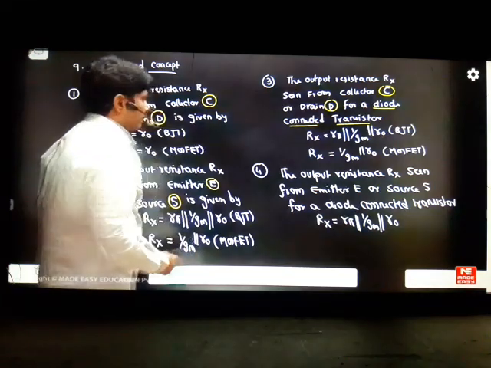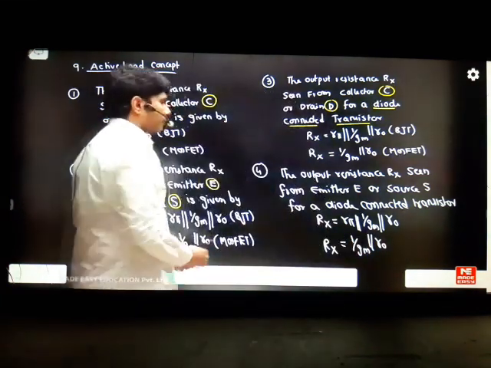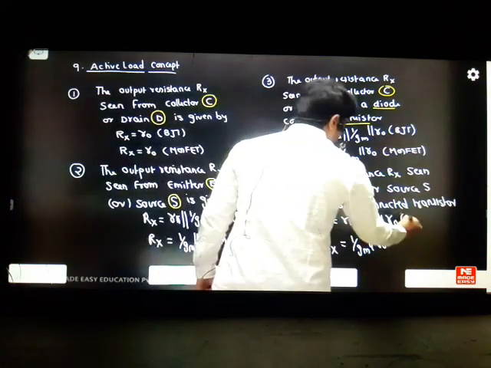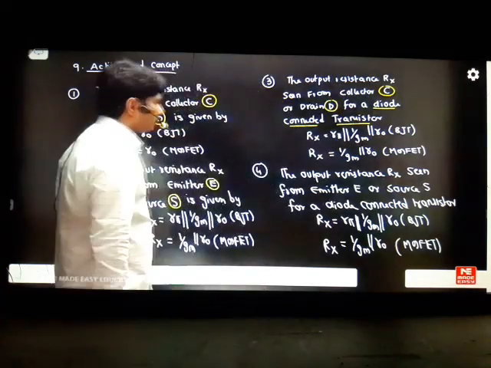This is one answer. And Rx is 1 by Gm parallel to R naught. This is the second answer. 1 by Gm parallel to R naught. First answer is this one. So this is for BJT class and this is for MOSFET class. So this completes the total story here.